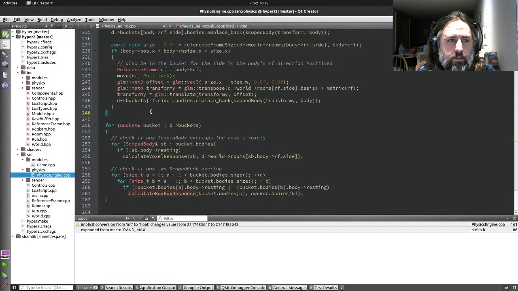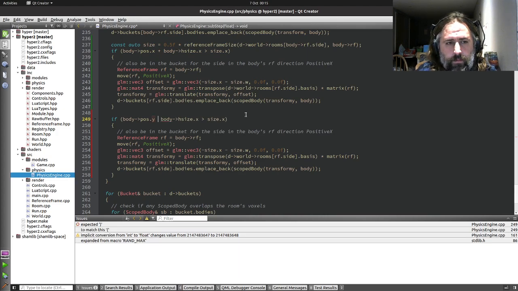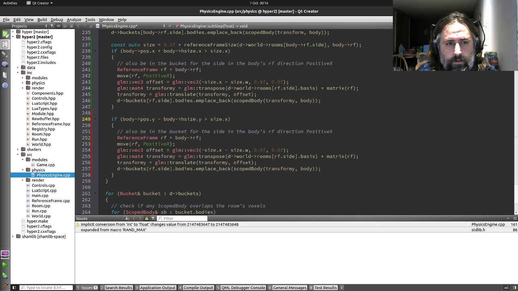Let's do the y. Okay, we've done x. Let's do negative y, because that's one that I can actually get it to do. So negative y will be body pos y minus half size y is less than negative size y. So in this case we're going off the bottom from the object's perspective, which is an easy one to trigger because that is what we think of as gravity.